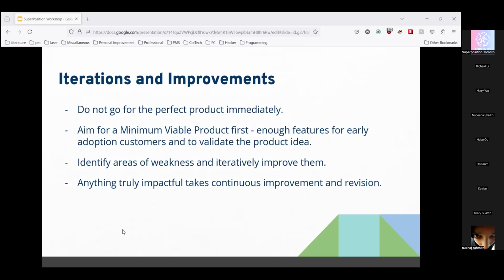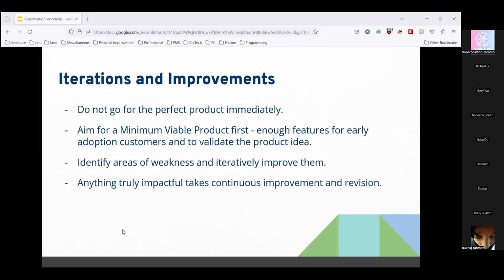Iterations, improvements. Do not go for the perfect solution you have in your mind immediately. You generally won't be able to make it unless you're actually quite experienced. But resources will change. The problem might change, and you should still keep this ultimate goal in your mind and have it as a direction for your current work. But you will be disappointed if you expect your perfect product out of the gate.